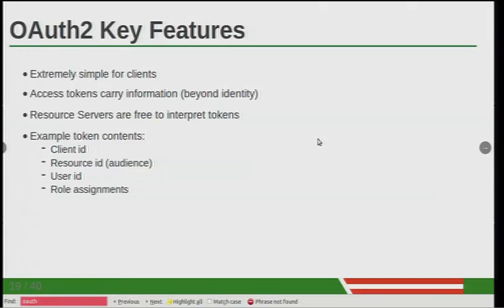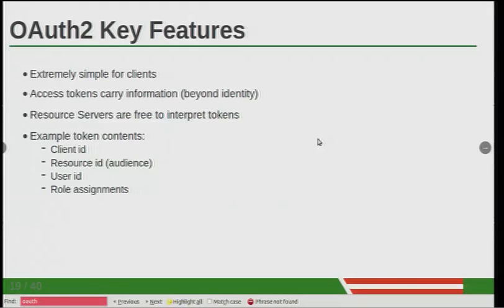Okay, so what are the key features of what we've been looking at? We've now got a flavor, I think, for OAuth2, mainly from the client side, so I'm going to start showing servers hopefully before we get to the end of this presentation. Key features for clients: extremely simple. Great, I can just put a bearer token in a header and I can do anything with it.